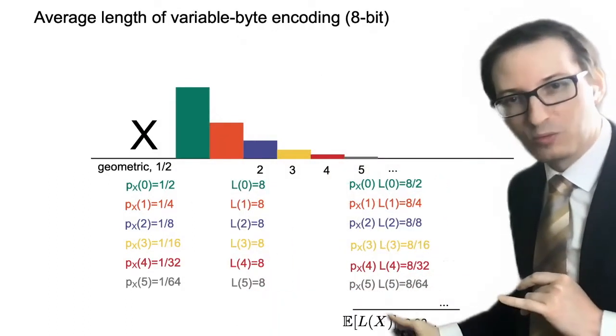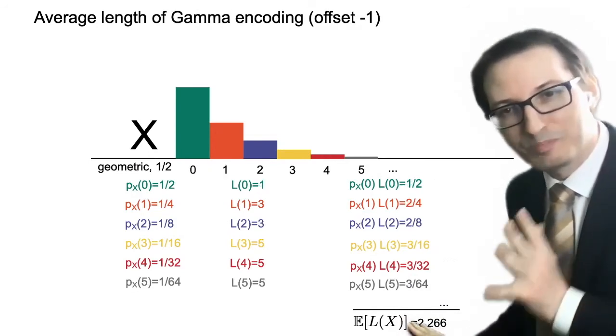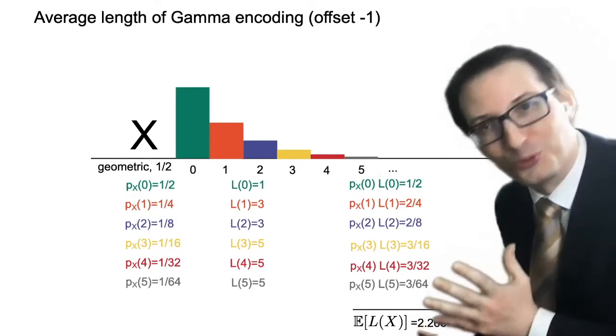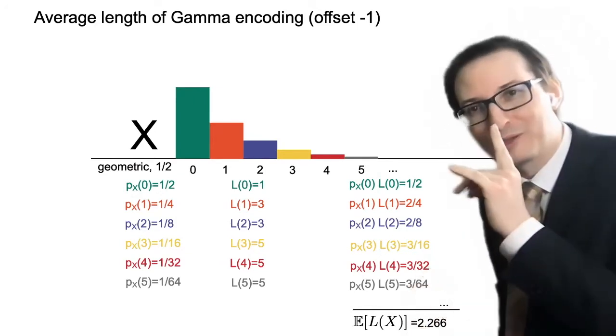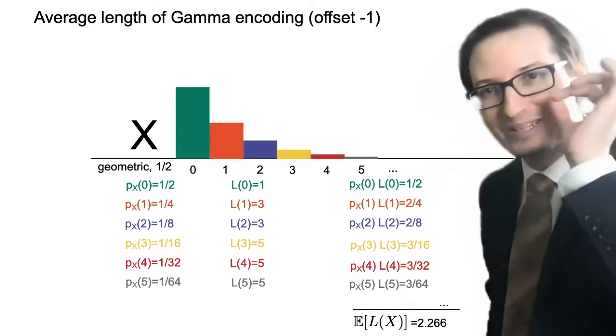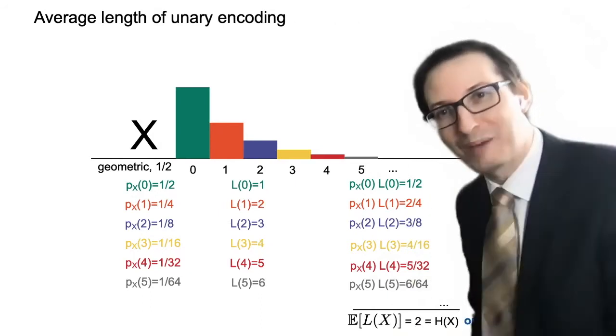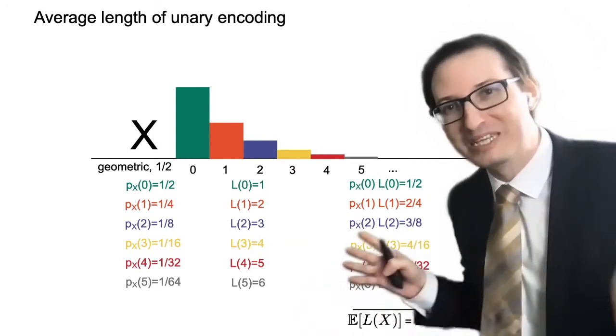So basically, we know this is bad, variable length byte not doing such a good job. This is much better, but not quite 2. So we are not there yet. Now I'm going to say something extremely surprising. Ladies and gentlemen, the optimal encoding for a geometric distribution is the thermometer encoding, the one that was absolutely awful.